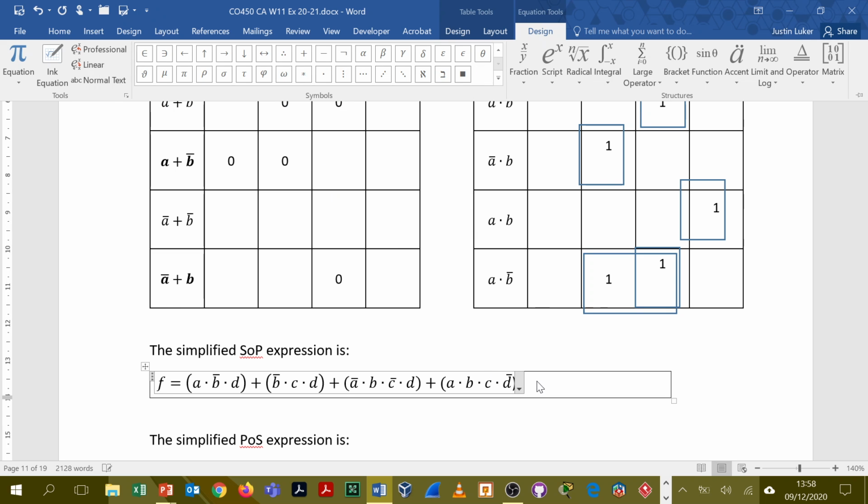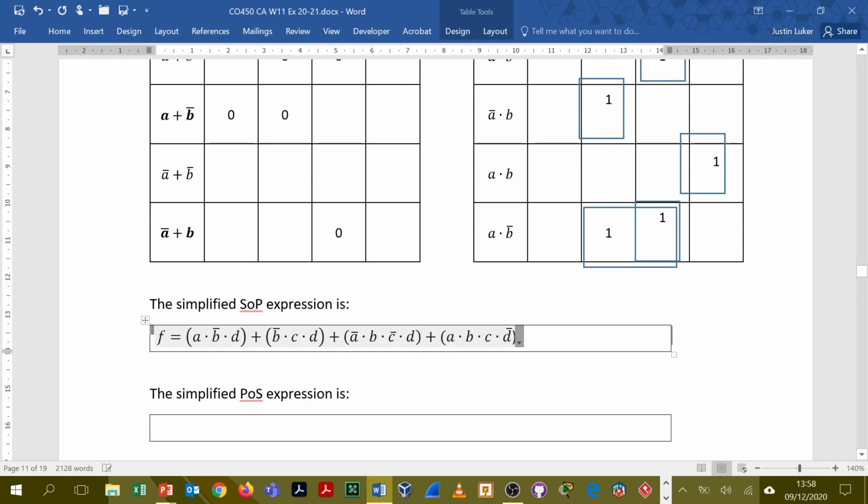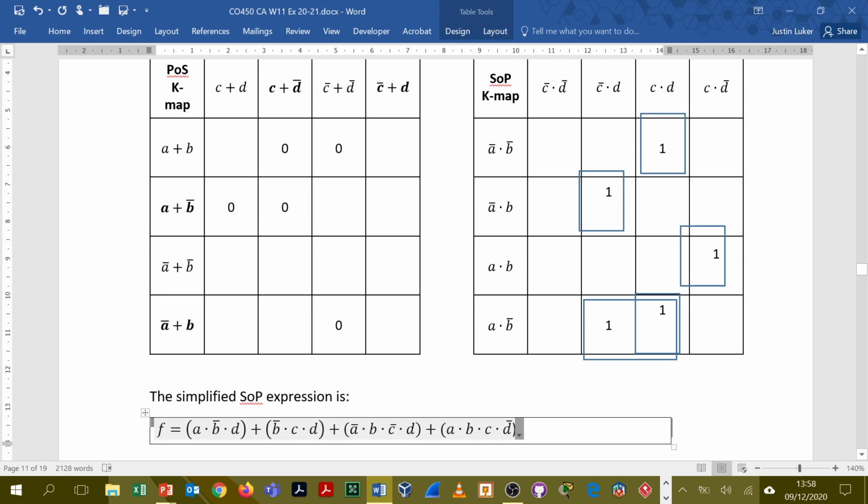There we go, finally. Right, that's the expression complete. So that's the SOP expression. And obviously for the POS one, it would be about making the groups as well. So there's a group of 2 here, a group of 2 here, and a group of 2 there. So I can make 3 groups instead of 5.